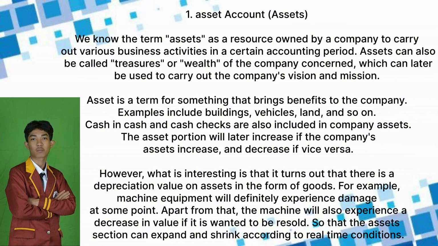Asset account. We know the term assets as a resource owned by a company to carry out various business activities in a certain accounting period. Assets can also be called treasures or wealth. However, what is interesting is that there is a depreciation value on assets in the form of goods. For example, machine equipment will definitely experience damage at some point. Apart from that, the machine will also experience a decrease in value if it is to be resold, so that the assets section can expand and shrink according to real-time conditions.